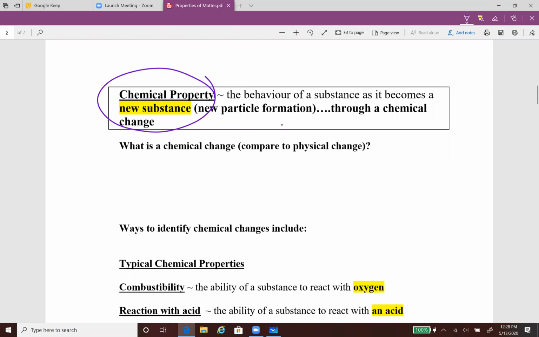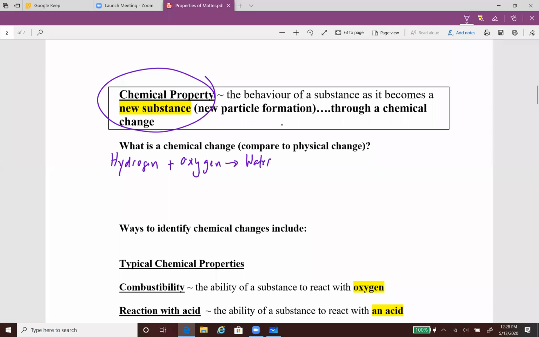So a chemical change would be like if I take hydrogen and oxygen and I get water, okay? Or if you remember last time, we talked about the reverse of that, electrolysis, water to hydrogen and oxygen.